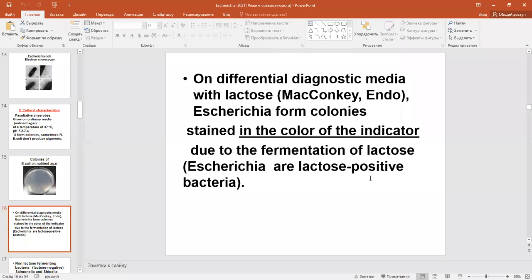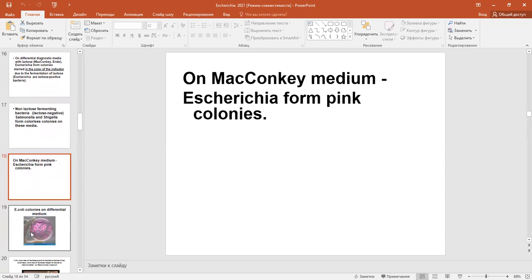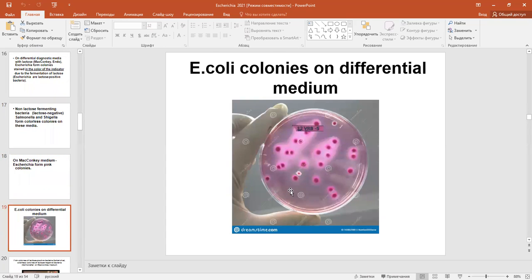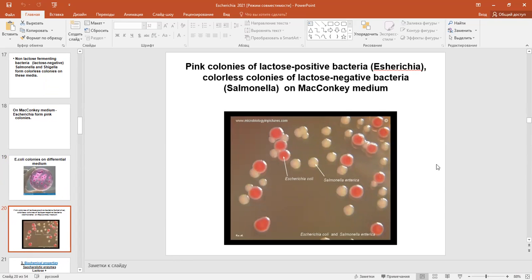I'm repeating, Escherichia don't produce pigments. The color of the colonies of Escherichia on lactose diagnostic media depends on the color of the indicator. Non-lactose fermenting bacteria, named lactose negative, and they are Salmonella and Shigella, form colorless colonies on differential media with lactose. So on McConkey medium, for example, pink colonies have the color of the indicator. And it is possible to differentiate bacteria by the color of colonies.